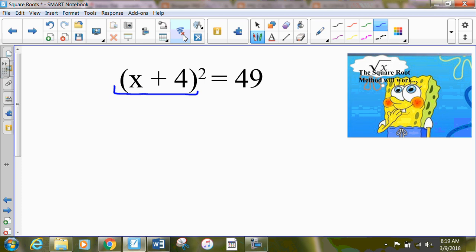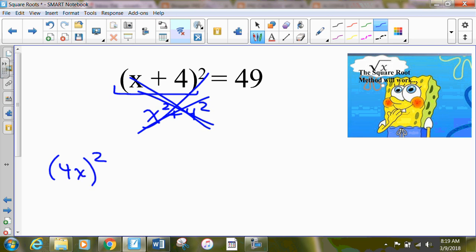Now, some people will want to do this. Oh, that's x squared plus 4 squared. No, no, no, no. When we were doing the polynomial packet, the poly packet, we did distribute that square to both the 4 and the x, right? We did do 4 squared, x squared. But note, here there's a plus.